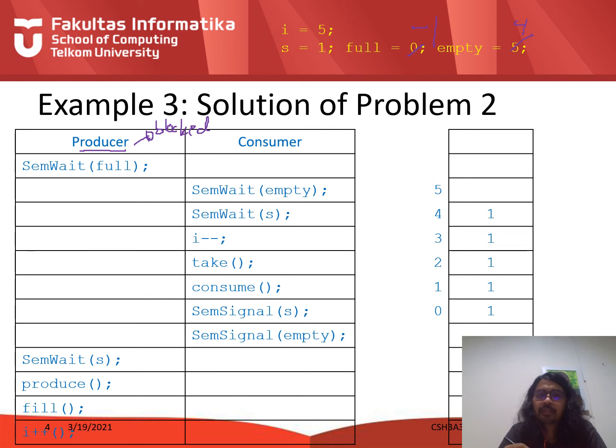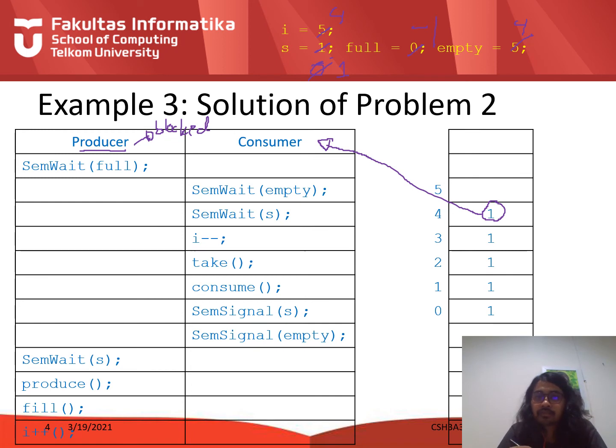Same with S, S is decremented from 1 to 0, which is not a negative number either, so it will continue. I is decremented, it becomes 4, and then take, which means the consumer will take number 1, and then consume, and then semSignal S, S becomes 1 again, and then semSignal empty. So here, semSignal full.